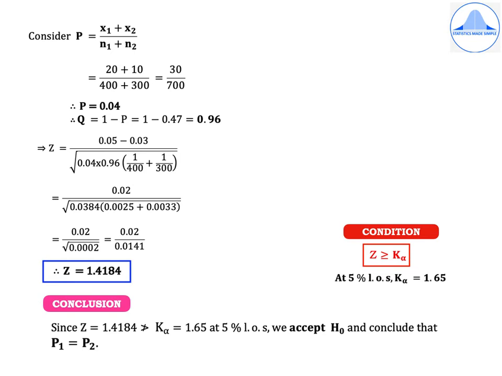1.4184. Now, the condition we should use for a right tail test is to check if Z is greater than or equal to K alpha. If it is, you reject H naught, otherwise you accept H naught. At the level of significance, we know that K alpha is 1.65. So write the conclusion. Since Z is equal to 1.4184, which is not greater than K alpha, equal to 1.65, at 5% level of significance we accept H naught and conclude that capital P1 is equal to capital P2.